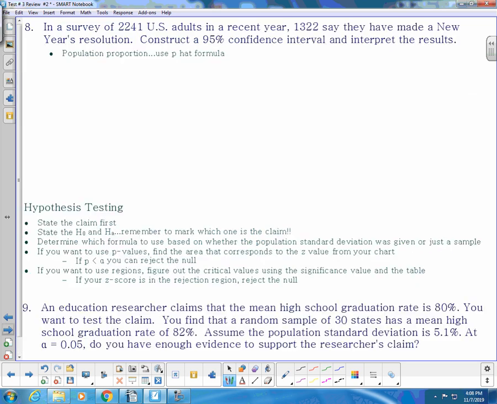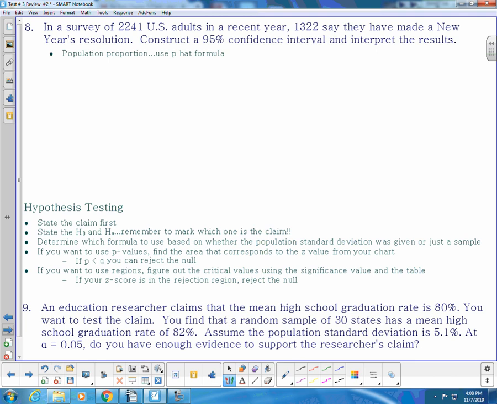All right, in a survey of 2,241 U.S. adults in recent years, 1,322 say they have made a New Year's resolution. Construct a 95% confidence interval. So right here, they did not give you any standard deviation. They didn't even give you a mean.